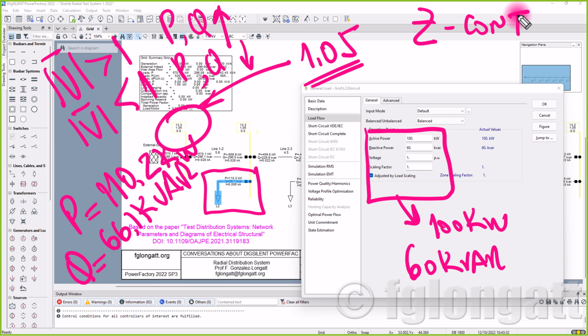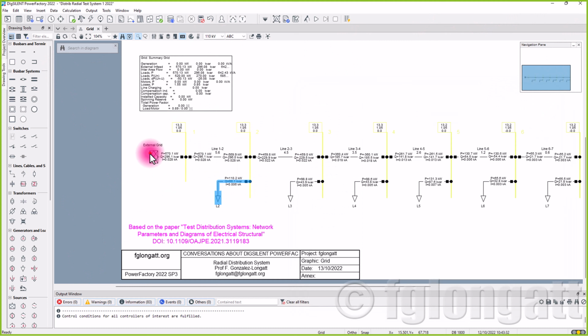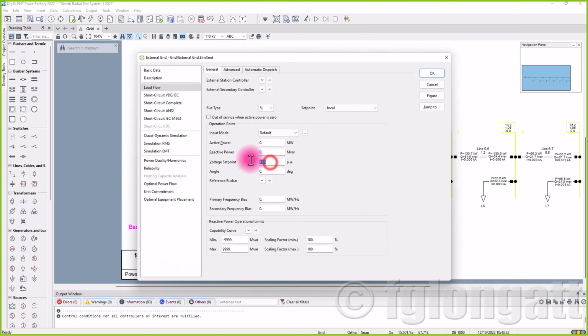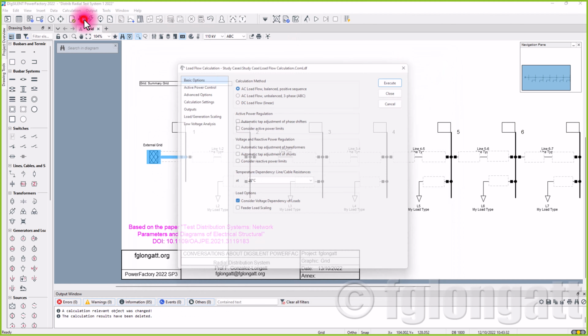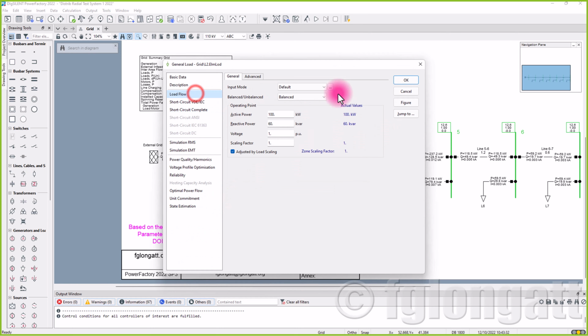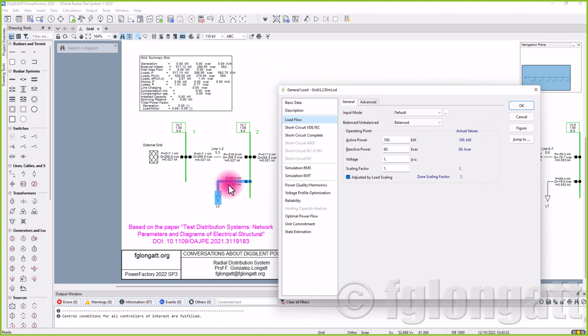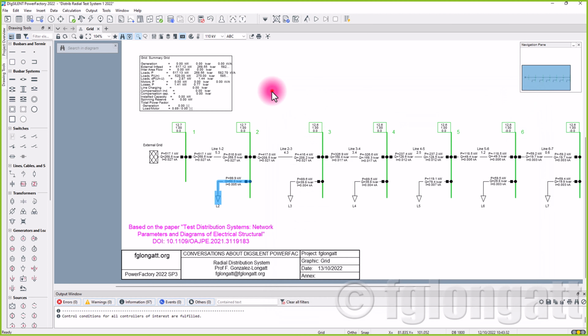Okay, let me go back here. What I will do is come back and set this to 1 per unit. And if I use 1 per unit and I run the load flow, perfect. You can see here the result. You can see that this is matching. This is almost 160 and this is 160. Okay. Perfect.